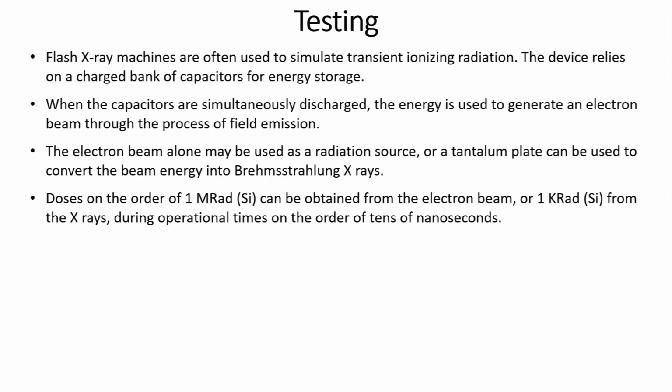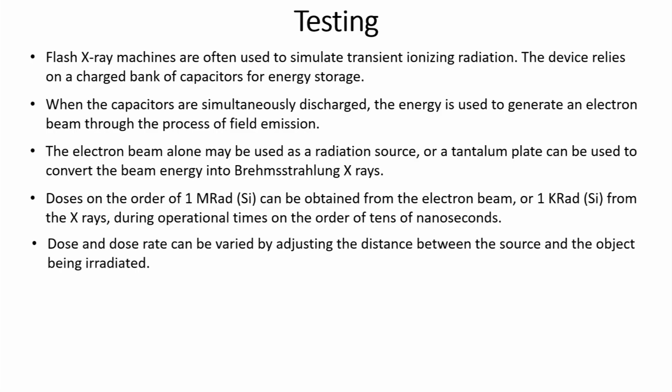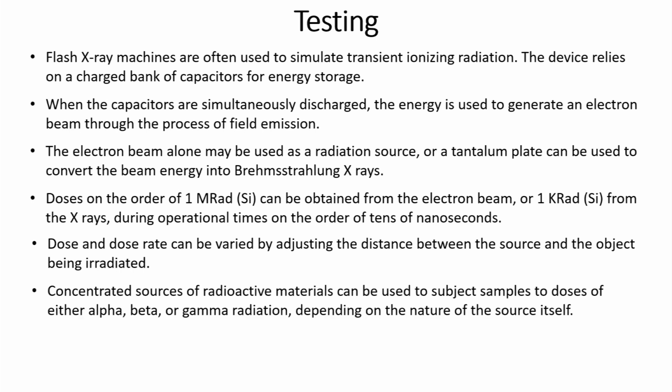So, when you are using the direct electron beam, you can get up to 1 megarad, and the operational time can be of the order of tens of nanoseconds. The dose and the dose rate can be varied by adjusting the distance between the source and the object being exposed to the radiation. Some concentrated sources of radioactive materials can also be used to subject samples to doses of alpha, beta or gamma radiation, depending on the nature of the source itself.